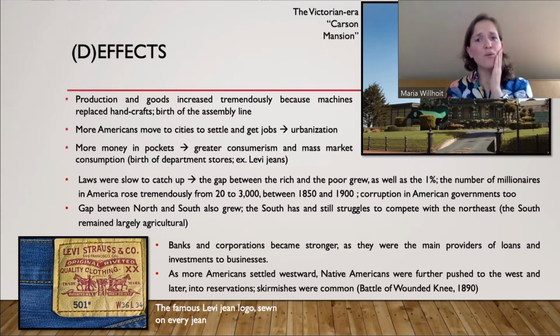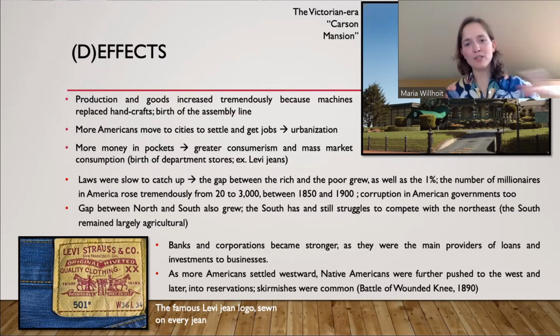And as I said before in the last slide, laws were slow to catch up. This included both labor laws, but also the laws controlling how people got rich, making sure that it was fair. There's nothing wrong with being rich. It's how did you become rich? Did you cheat people? Did you lie? Did you steal? We didn't have those laws back then that we have today for making sure people play fair, basically. So the gap between the rich and the poor grows.